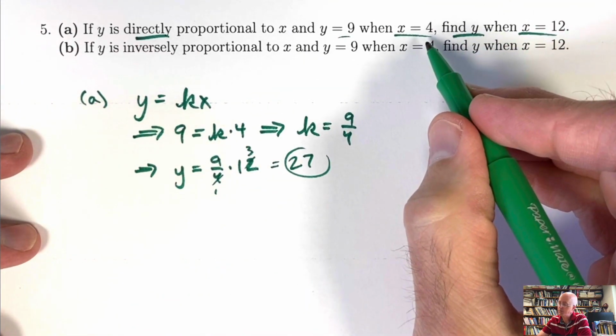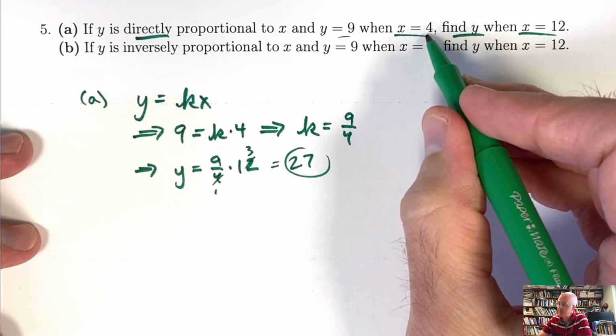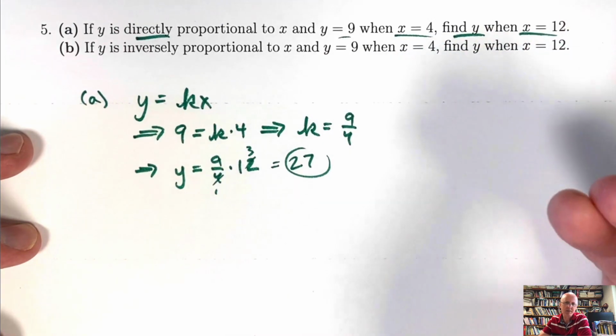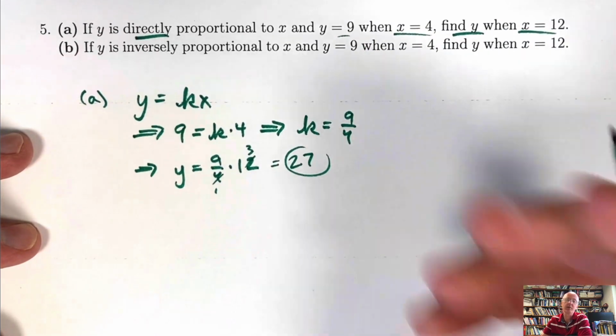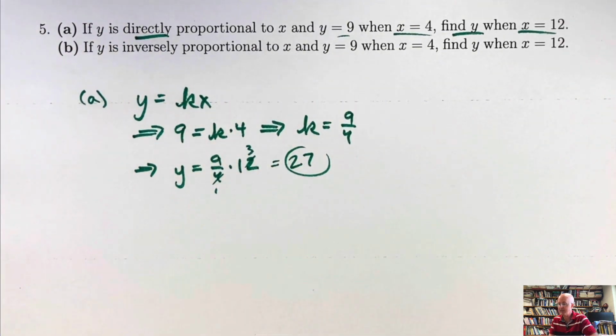There's actually another way that problem could be figured out. It's a property of direct proportionalities that when x increases by a certain factor, in this case by a factor of 3, going from 4 to 12, 3 times 4 is 12, y also has to increase by the same factor. From 9 to 3 times 9 is 27. That would be another way to solve this problem without actually finding k. But in general, you might want to play it safe and find k.